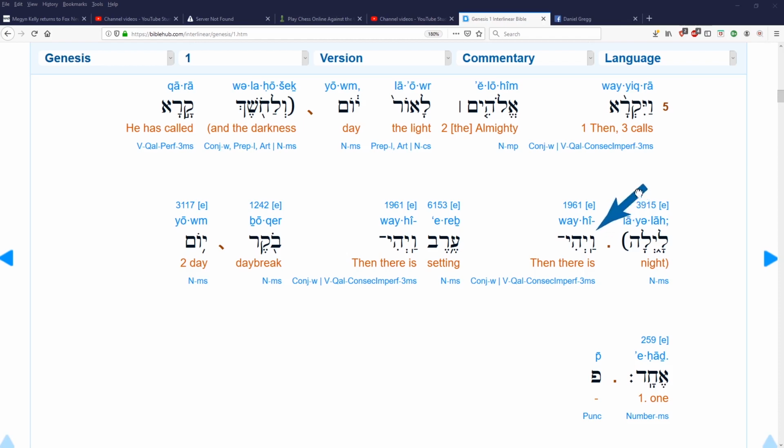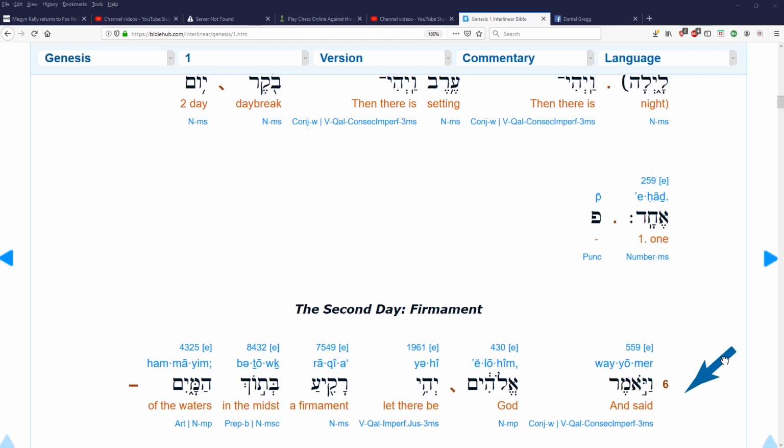Then we have the interval of the night, marked off by the setting and the daybreak, Vayehi Erev, Vayehi Boker. Between the Vayehi Erev and the Vayehi Boker is the nighttime. Then, finally, Yom Echad, one day. This is a calendar day, a full interval of day followed by night, one day. Yom Echad. Yom Echad brings us up to the beginning of the next day in Genesis 1, verse 6.